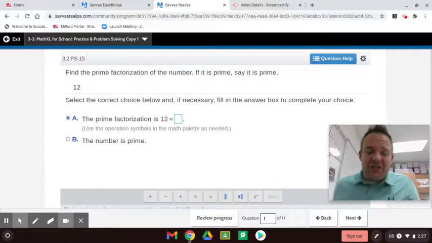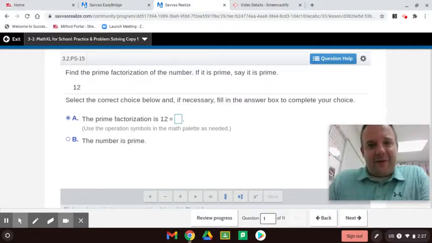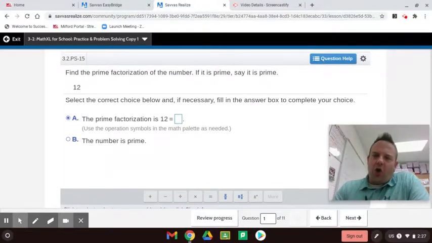Prime factorization, least common multiple, greatest common factor. We're going to learn about all this and more in 3-2, Practice and Problem Solving, Math Excel for Envision 2.0, grade 6 math, 6th grade math.